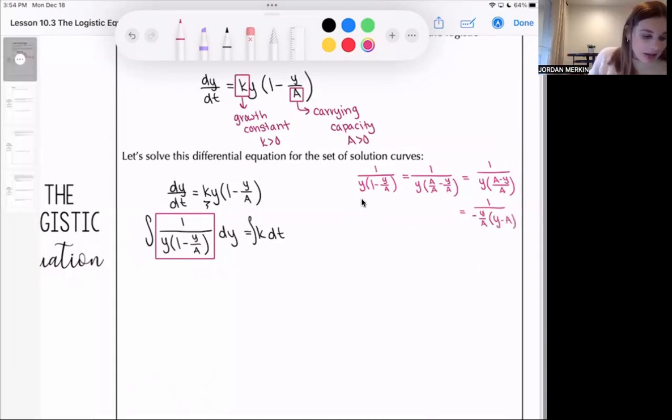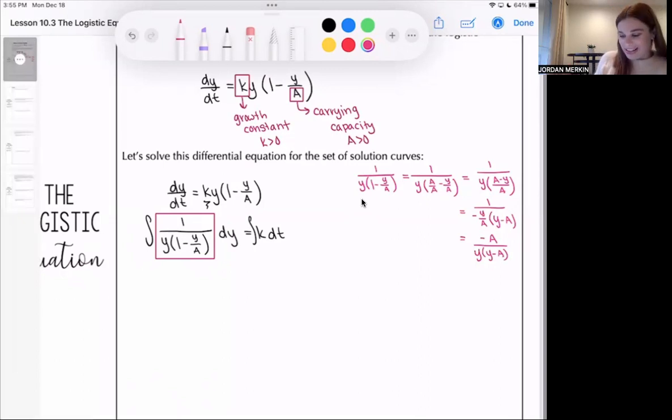Okay, so let's keep going from here. Looking at this, notice that I can multiply that bottom fraction by the reciprocal. So I actually end up with negative A over Y times Y minus A. There was a lot of algebra in there, so make sure you go through those steps thoroughly so you can see how I got there.